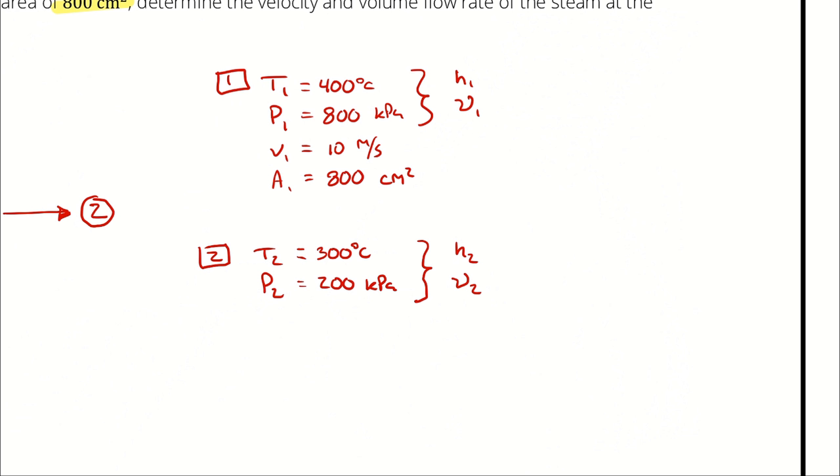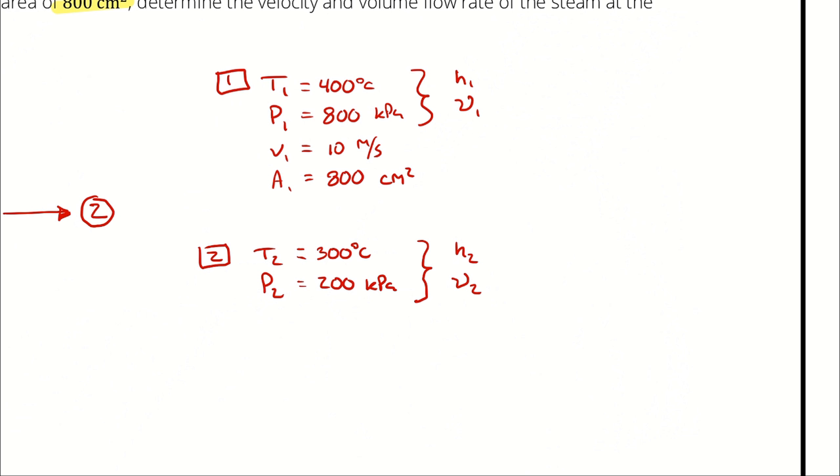Generally speaking, I would encourage you to get as far in the problem as you can symbolically before you start going into the property table lookups, because it can be easy to waste time and effort looking at properties that you don't necessarily need. So even though I haven't drawn out a mass balance or an energy balance yet, I've drawn out H1 and V1, H2 and V2 as properties that I'm looking up. If I go through the process and change my mind about those properties, I can always go back and remove them from my lookup list.